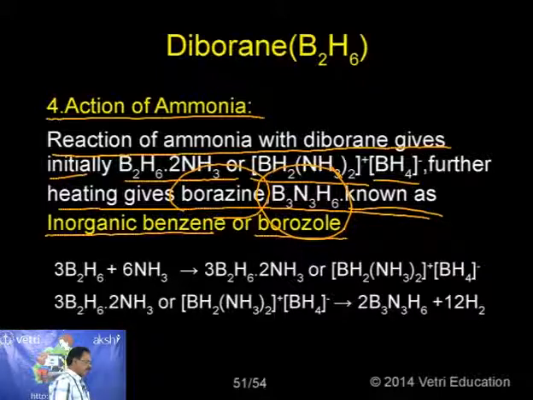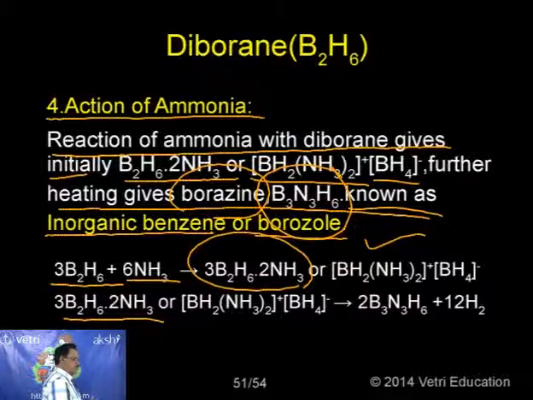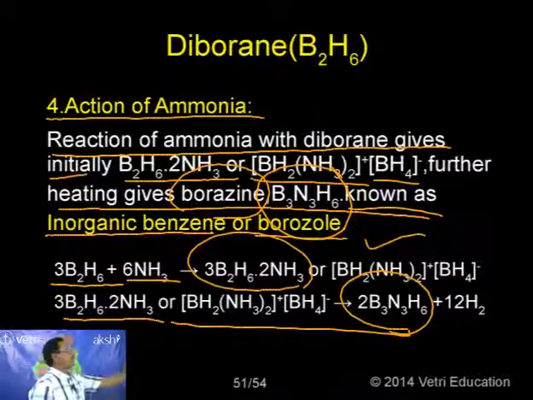Now, what is the corresponding reaction here? 3 moles of B2H6 react with 6 moles of ammonia to produce 3 B2H6.2NH3, or I can write the same structure like this: [BH2(NH3)2]+ and [BH4]-, the corresponding 3 moles. So what happened now? This structure, 3 B2H6.2NH3, on further heating is converted to inorganic benzene, borazine or borazole. So 2 moles of B3N3H6 plus 12 H2 are formed. This is the interesting information.